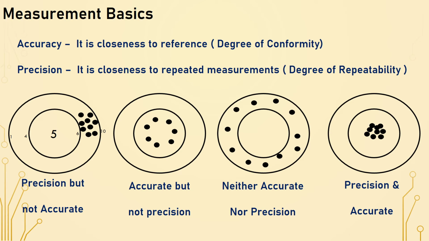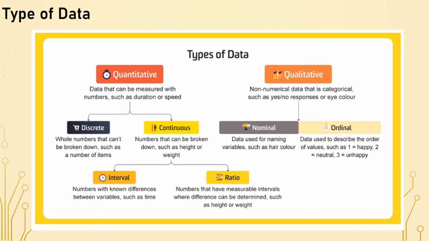And coming to the final one, you can see all the readings are close to the target, that is the standard value, and the distance between each other is also very less. So the error of precision and accuracy is completely nil here. So this is good, both accurate as well as precise.